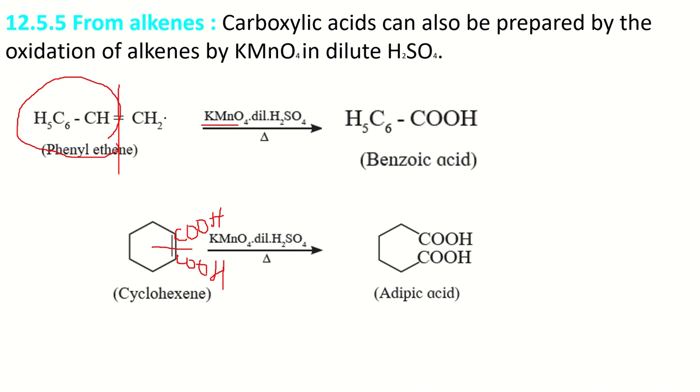Clear? Listen again. When phenylethyl react with the strong oxidizing agent like KMnO4 with the dilute H2SO4 with low temperature, it gives the benzoic acid. Same for cyclohexene, when react with the potassium permanganate with dilute H2SO4, resulting product is adipic acid. May be clear to you. It is simple reaction actually.